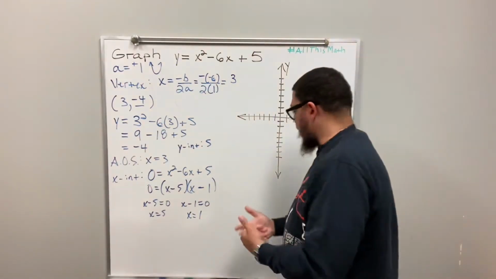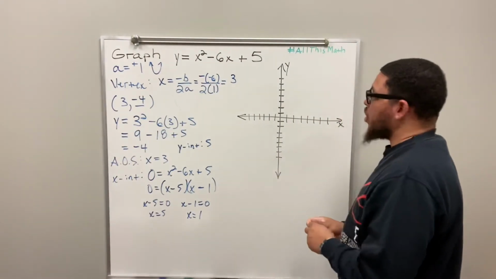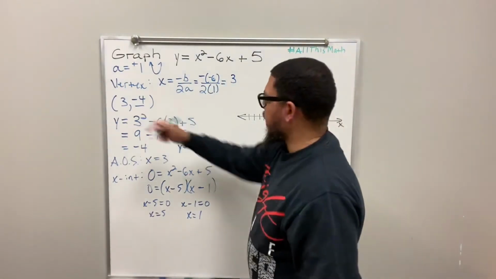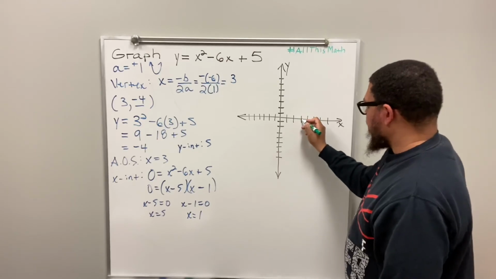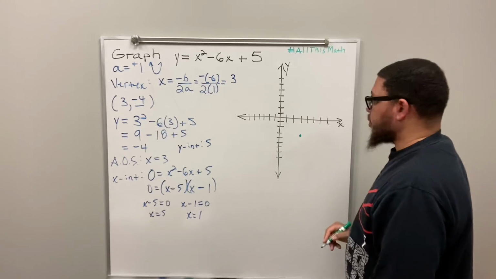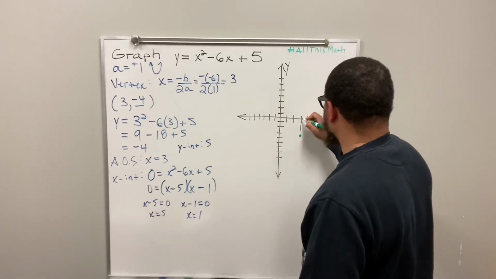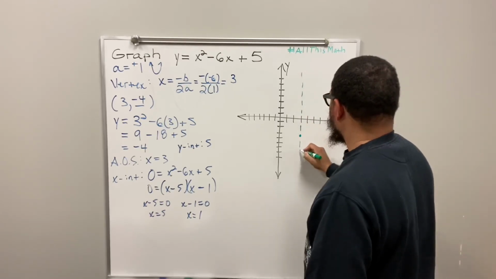All right. So now let's get busy with this graphing. Let me first plot my vertex, 3, -4. So I'm going to go 0, 1, 2, 3. I'm going to go down 1, 2, 3, 4. That's my vertex. And then I'm going to just draw my axis of symmetry, my vertical line like this.